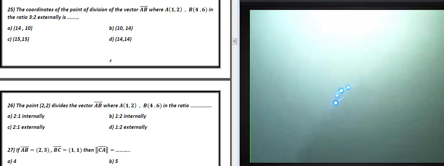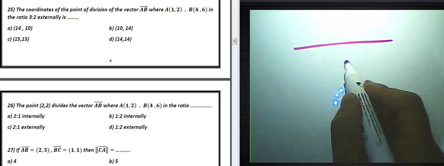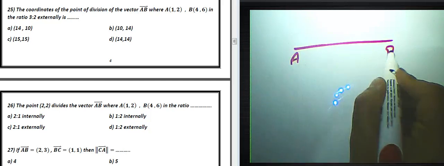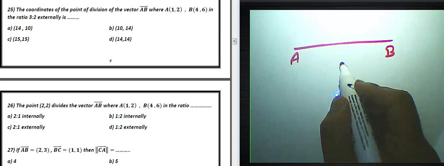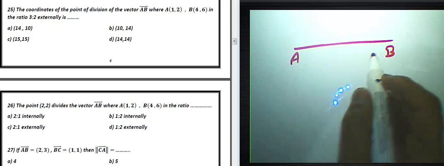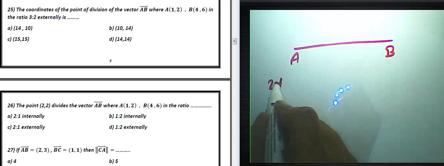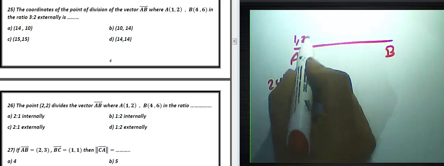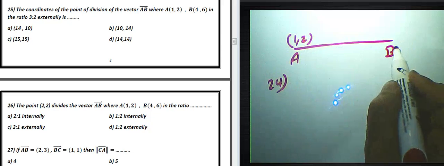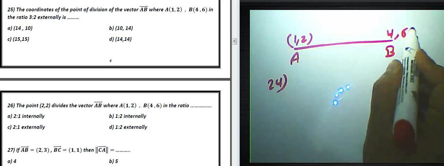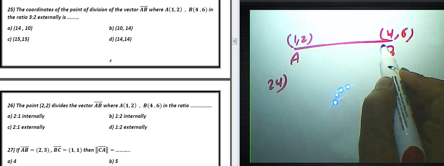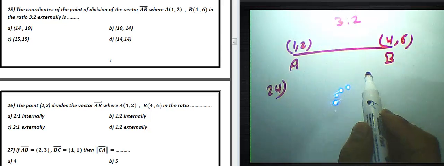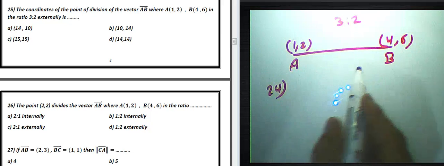Externally about A and B, the ratio 3 and 2 externally. Okay, question 25. He gives us the coordinates of A (1, 2) and B (4, 6), but tells us externally the ratio 3 and 2 from A to B. Okay, we can find the result.